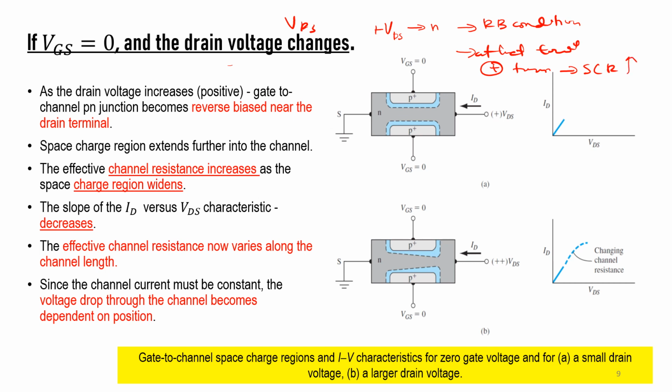So when VDS is further increased, the space charge region near the drain terminal will increase. The resistance here is increased and the conductance near the terminal will decrease, so the current will also decrease. The IV characteristic will also be decreasing, right?